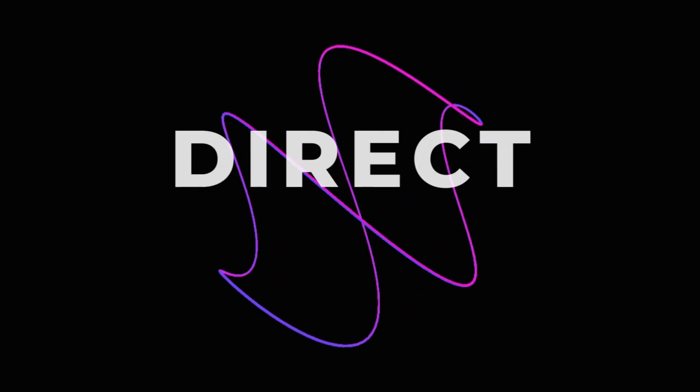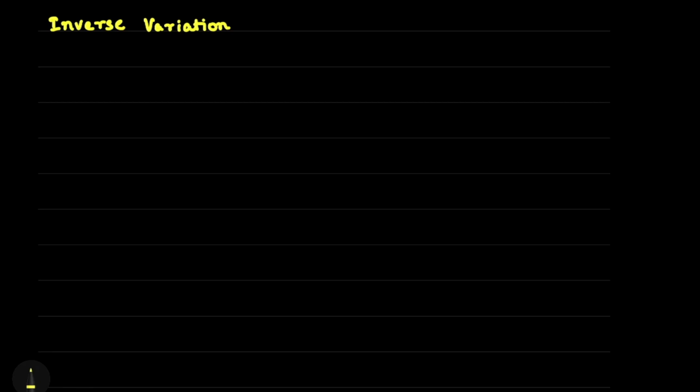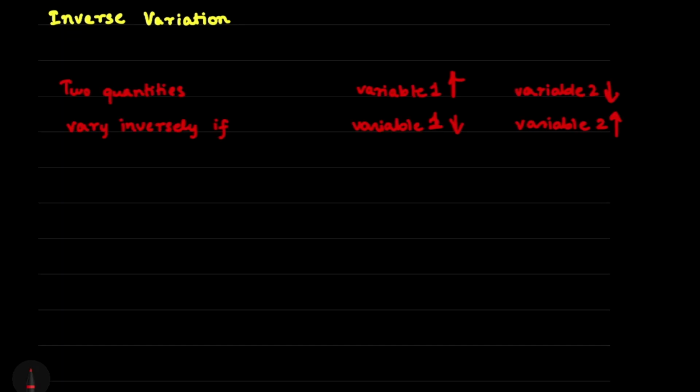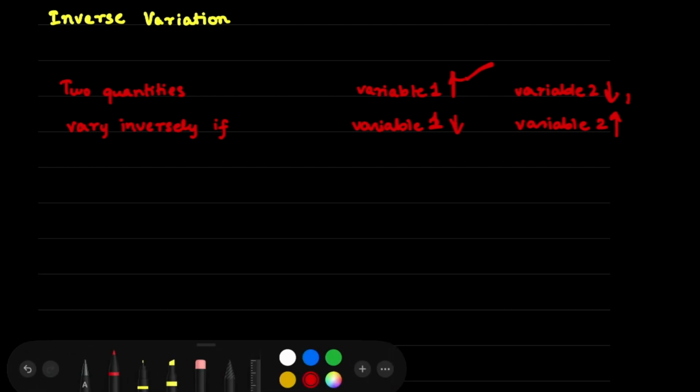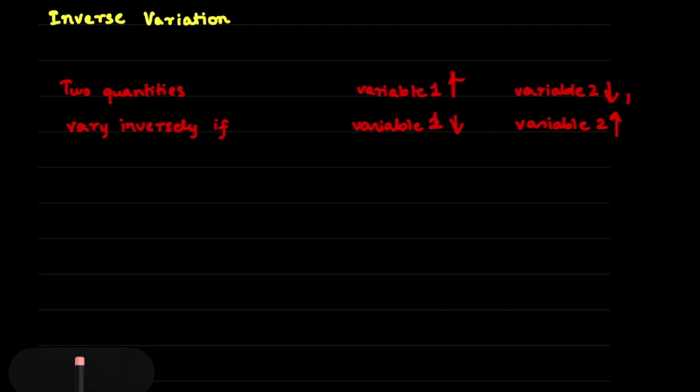So let's move on to our next section on inverse variation. In inverse variation, we have two quantities such that when variable 1 increases, variable 2 decreases. Or if variable 1 decreases, variable 2 increases. So that's the crux of the inverse variation rule.